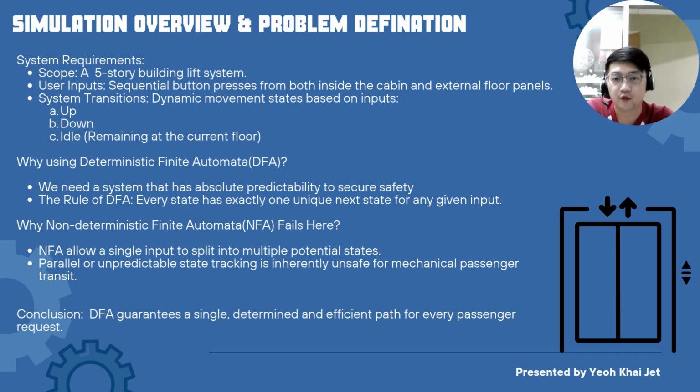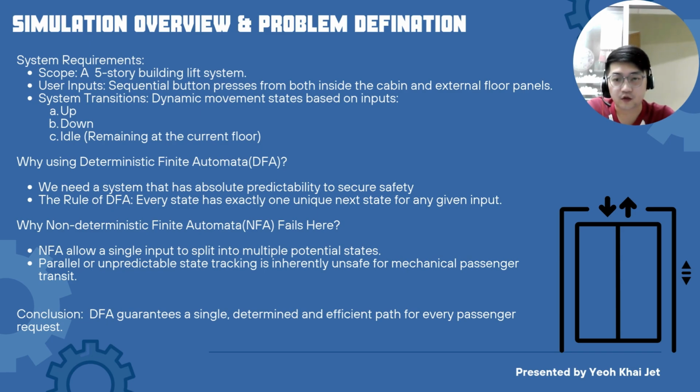So in this project, we will be designing a lift system for a 5-story building which allows sequential button presses from inside the cabin and also from the external floor panels. For each button press, it will allow the lift to transition to 3 states from the current state. These 3 states include going up, going down, or remaining idle, which means the lift will remain at the current floor when the button pressed is the same as the floor the lift is at. Next, we will be looking into the control logic that we are going to use for our lift system.